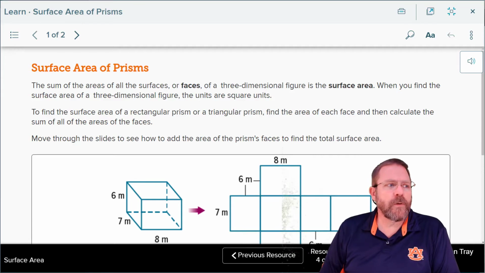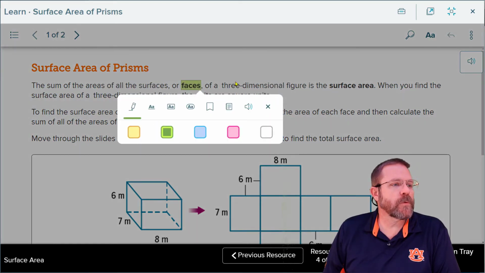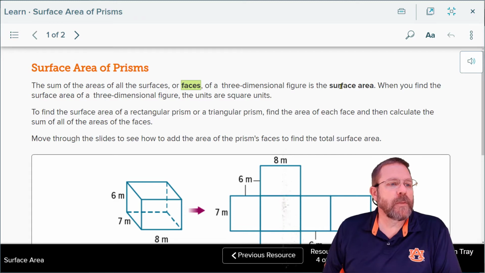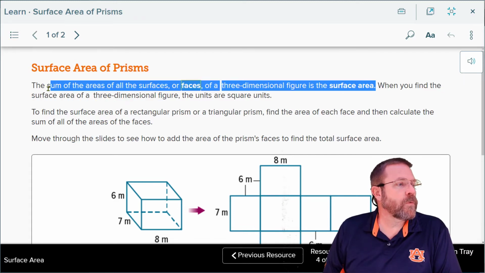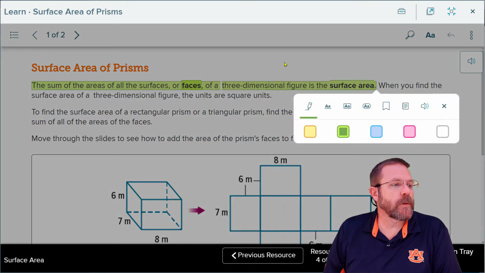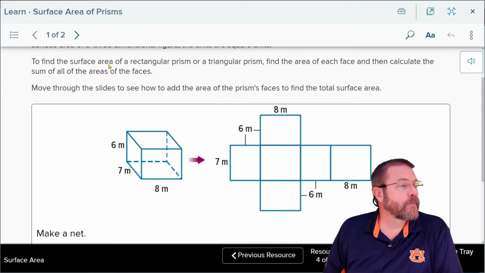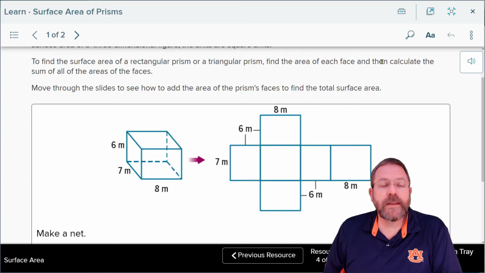The sum of the areas of all the surfaces, also known as faces, of a three-dimensional figure, and faces is going to be a vocab term, is going to be its surface area. And if you highlight that whole thing, that is going to be the actual definition of surface area. I'm going to see the faces got double highlighted. When you find the surface area of a three-dimensional figure, the units are always going to be square units. To find the surface area of a rectangular prism, you have to find the area of each face and then calculate the sum of all the faces.